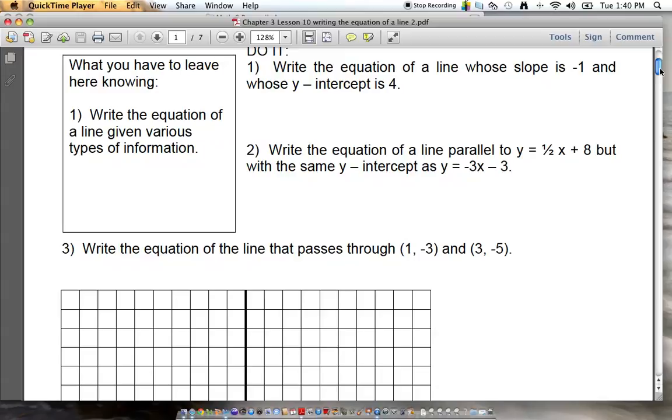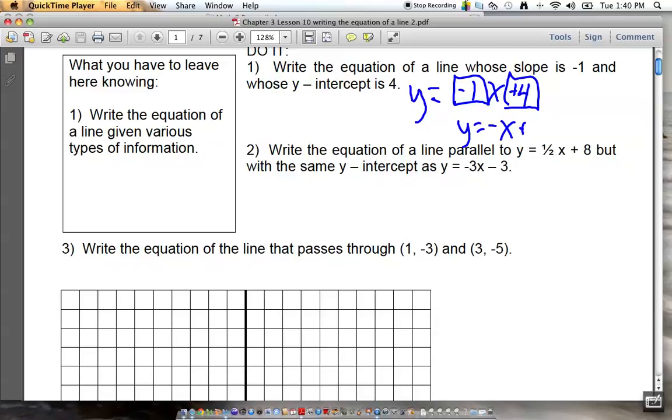Ready? Write the equation of a line whose slope is -1 and whose y-intercept is 4. It wants the equation of a line, so it's y equals box x box. What goes in the first box, everybody? -1, and I was looking for a little more general. I was looking for slope. So -1, and what goes in the second box? The y-intercept, which is 4, and it's a positive 4, so I put 4.